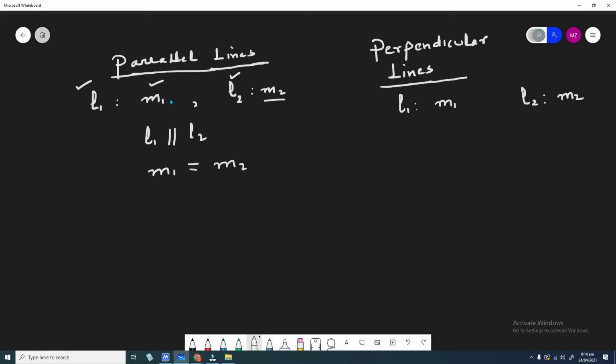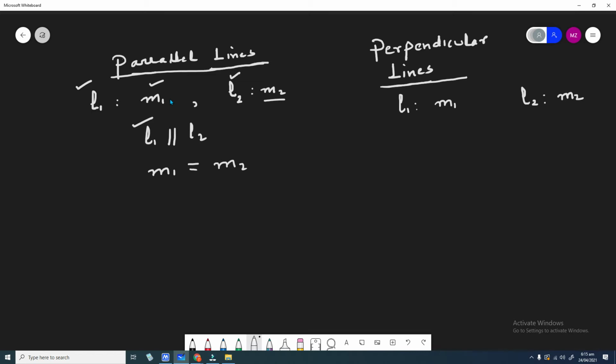So if we are asked to prove or verify whether two lines are parallel or not, then we will find the slopes of both lines, and then we will show that the slopes are equal. If the slopes are equal, then it will be proven that the lines are parallel. So if the lines are parallel, then the slopes are equal, and if the slopes are equal, then the lines are parallel. So this is the condition for lines to be parallel. That is, their slopes must be equal, M1 must be equal to M2.